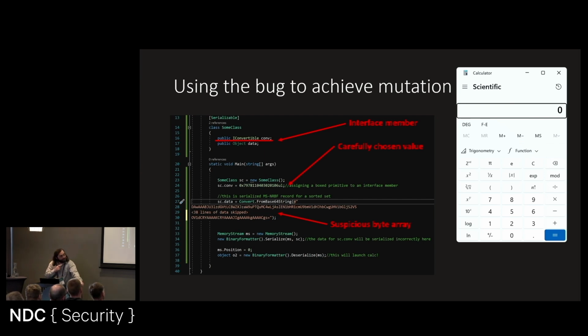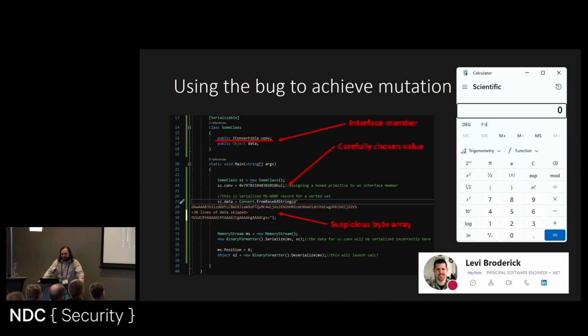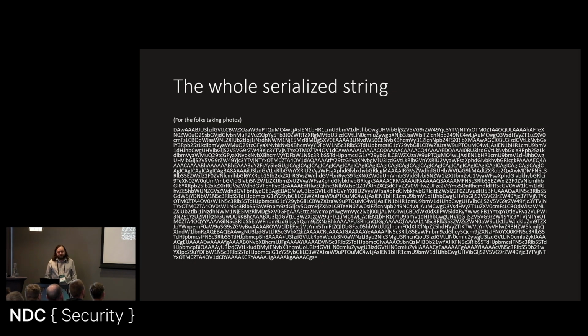So this particular exploit was discovered by Levi Broderick on the .NET team. He has given me his blessing to explain it here, but I want to give him credit because this is pretty cool. And that byte array, I've truncated it in this slide. If you want to get a picture of it, here's the whole thing. I've also put it on my Mastodon if you want to copy paste it rather than typing in that whole giant mess. But I'll explain how that exploit works here.